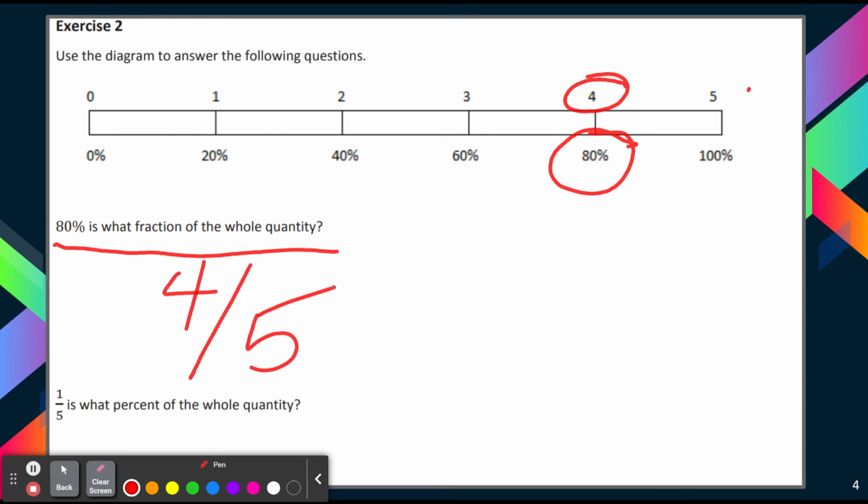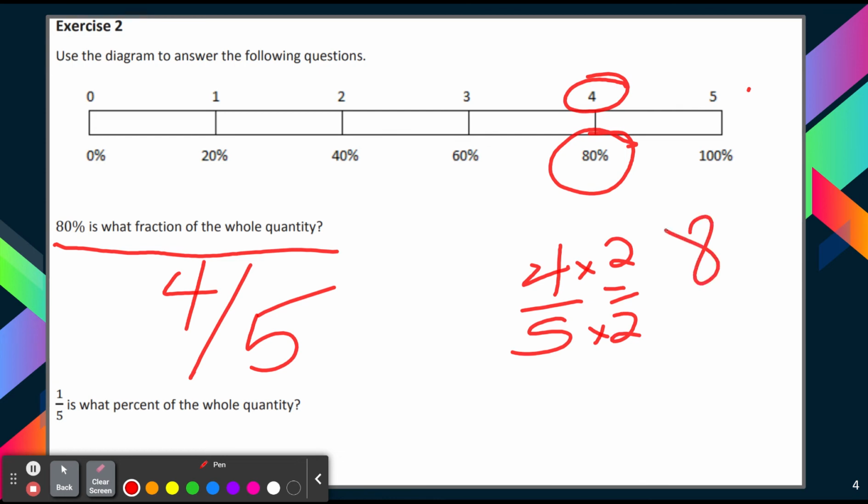4/5 of the whole. And if you want to really look at that connection, when we've talked about equivalent ratios and equivalent fractions, go times 2 on both. That equals 8 out of 10, which really is 80 out of 100, which you know is 80%. So I wanted to show you that equivalent as well.